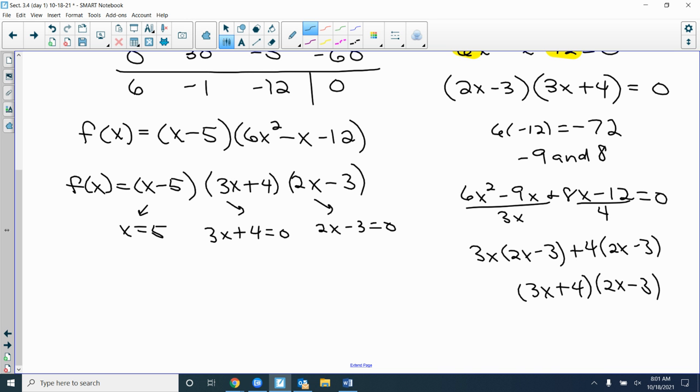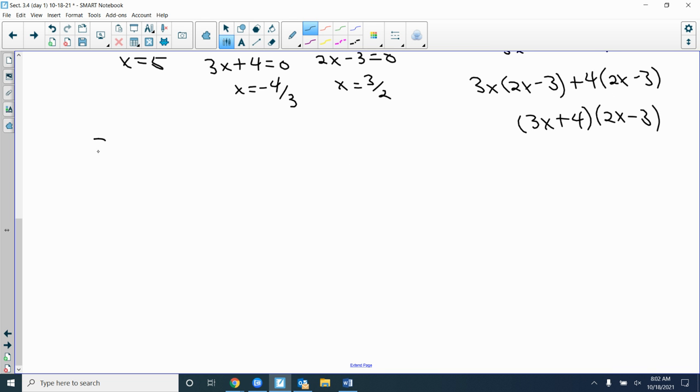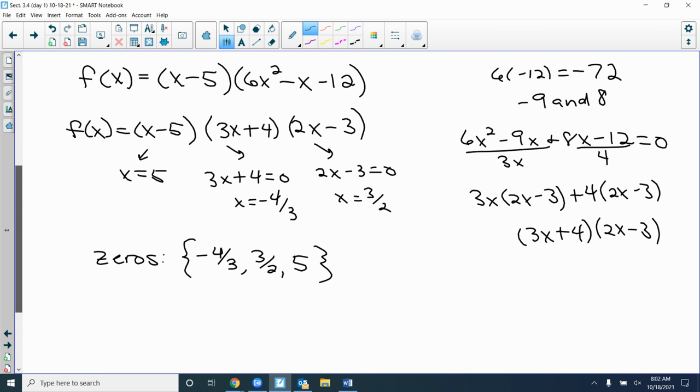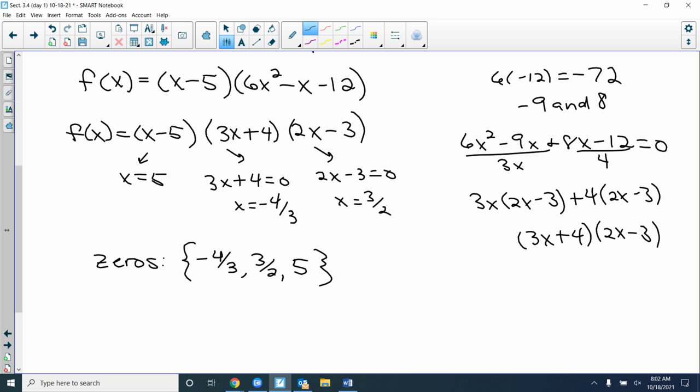And so I get 5. I get negative 4/3. And I get 3/2. And so my zeros are negative 4/3, 3/2, and 5. These are what you would have to use for synthetic division. 5 worked, 3/2 works, and negative 4/3 works.